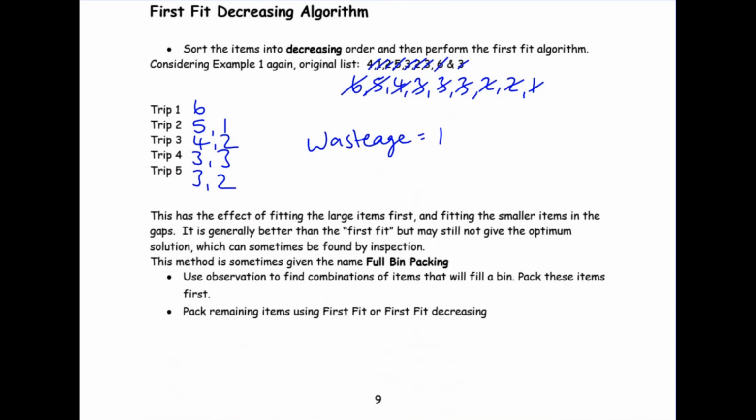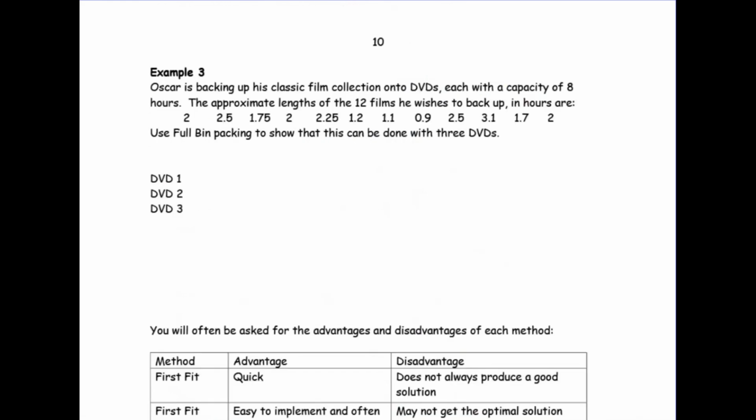Generally, the method that will give you the best fit is called full bin packing, which basically is you look at your list and you find by inspection some full bins, and then you fit the remaining items in using first fit. So back to Oscar and his DVD collection. And we're going to apply the full bin packing algorithm to fit these on 3 DVDs.